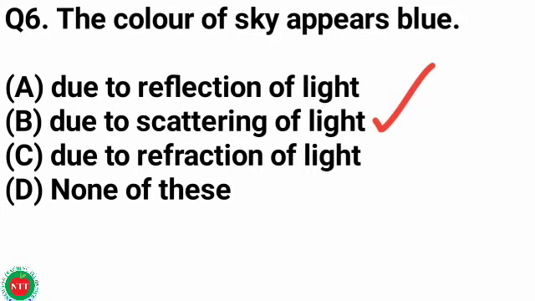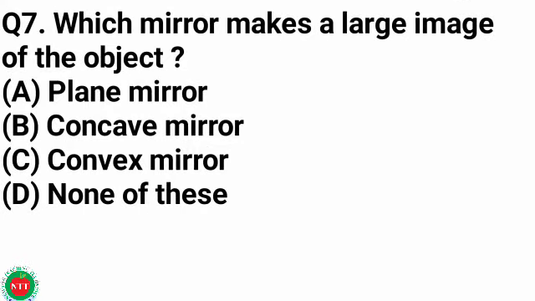Question number 7: Which mirror makes a large image of the object? A, plane mirror; B, concave mirror; C, convex mirror; D, none of these. And the right answer for this question is concave mirror. In the concave mirror the large image is formed.